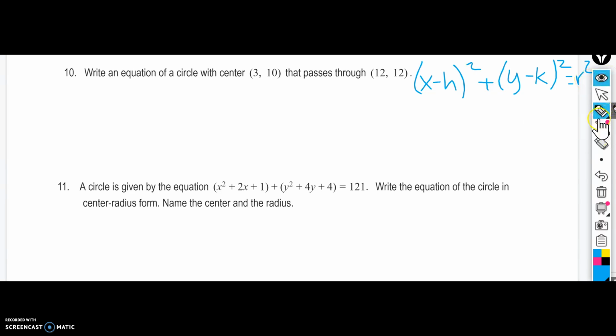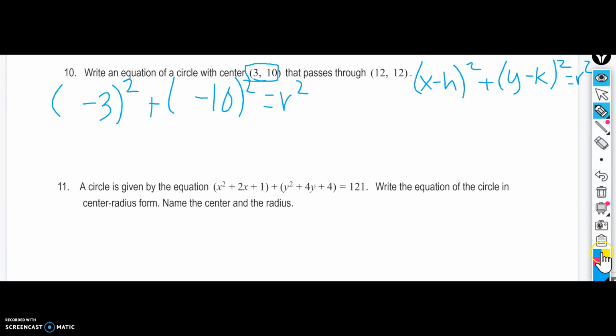So if h and k are my center, then I already can substitute those in. So I'm going to do that over here. I'm just going to leave some blanks where everything else is because I don't have a radius. I'm going to put in everything except for my center. So x I'm going to leave, and then minus 3 squared plus, I'm going to leave y blank, minus 10 squared equals, and I don't have a radius, squared.